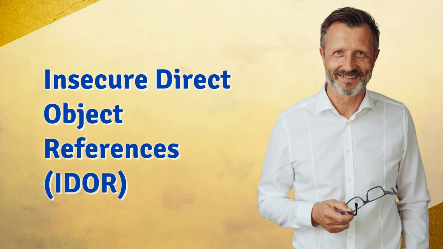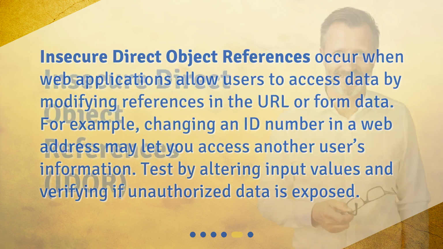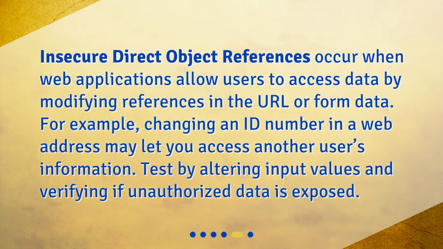Insecure Direct Object References, IDOR. Insecure direct object references occur when web applications allow users to access data by modifying references in the URL or form data. For example, changing an ID number in a web address may let you access another user's information. Test by altering input values and verifying if unauthorized data is exposed.